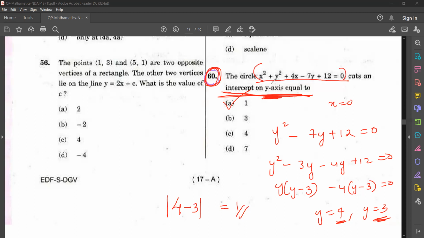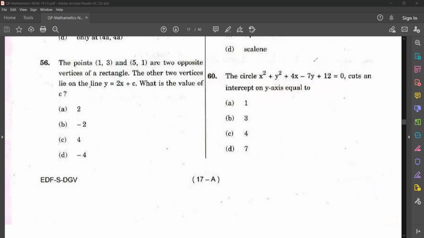Since they are asking to find the intercept on the y-axis, we are taking x equal to 0 and thus solving for y. So the answer is option A. Moving to the next question.